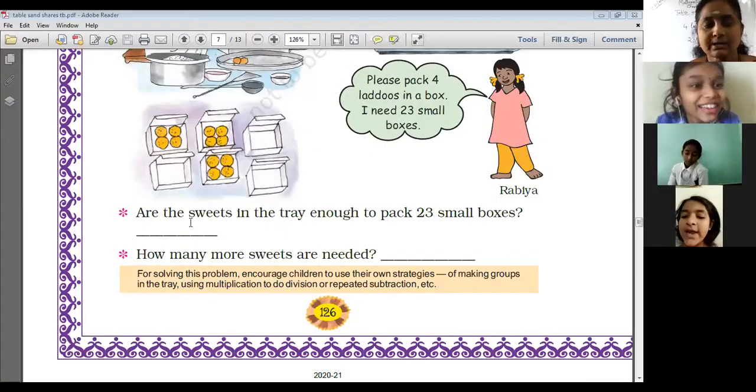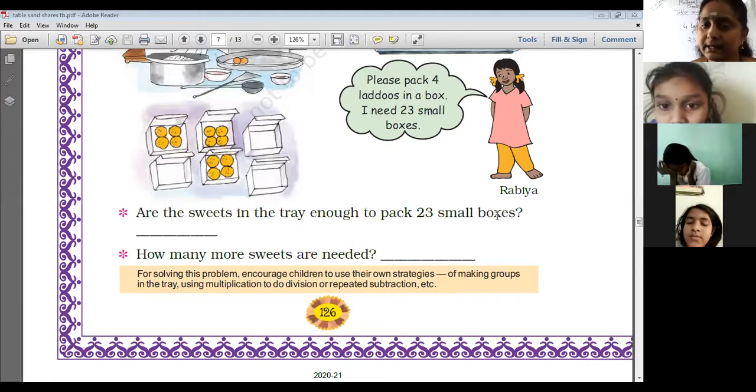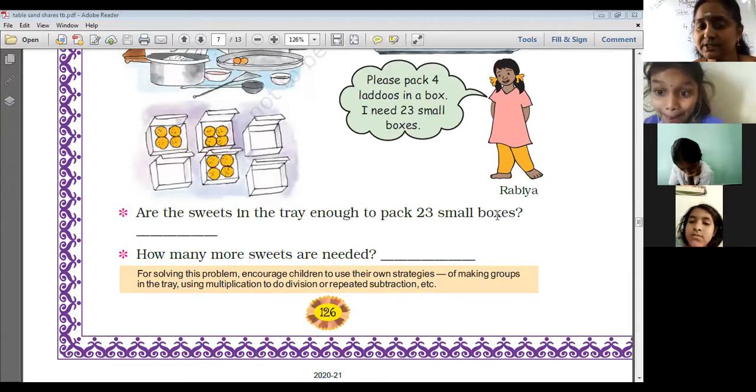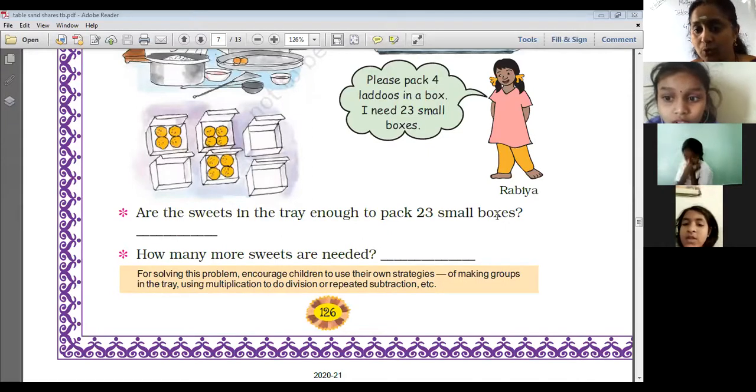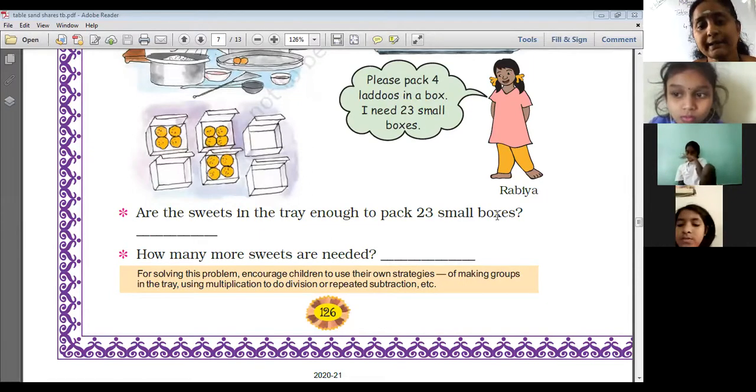92. Are the sweets in the tray enough to pack 23 small boxes? So in the tray, how many are there? 80 laddus are there. But we need 92 laddus. Are the sweets in the tray enough to pack 23 small boxes? No. Why? Because we need 92 laddus, but there are only 80 laddus.